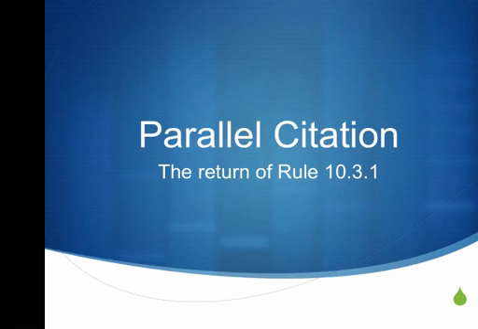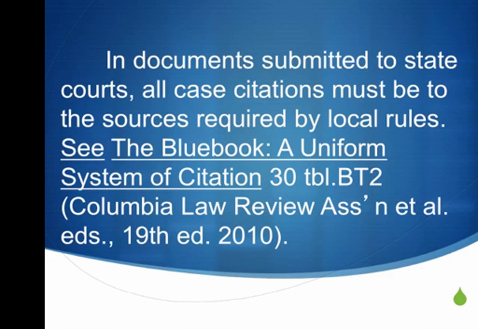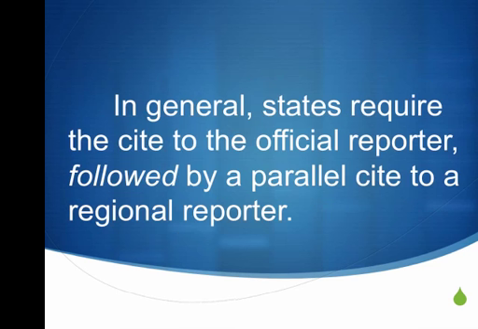When citing in court documents, we need to follow local rules. In all documents submitted to state courts, all case citations must be to the sources required by local rules. For a full listing of local rules governing citation, you can take a look at Table BT2 in the blue pages on page 30 of your Blue Book. In general, states are going to require the cite to the official reporter, followed by a parallel cite to a regional reporter or a reporter from the national reporter system.